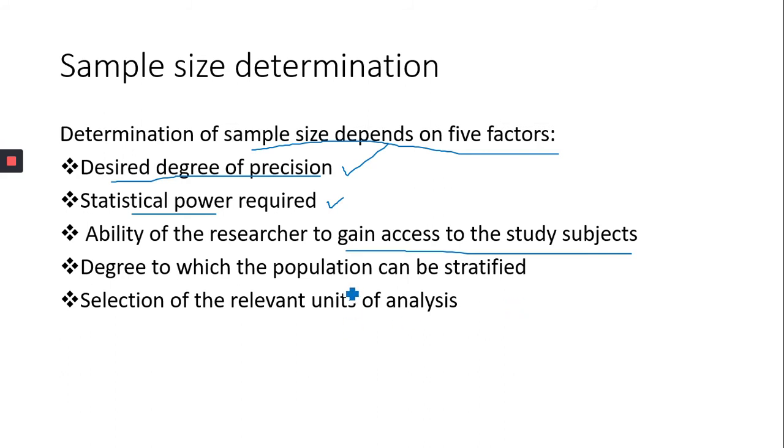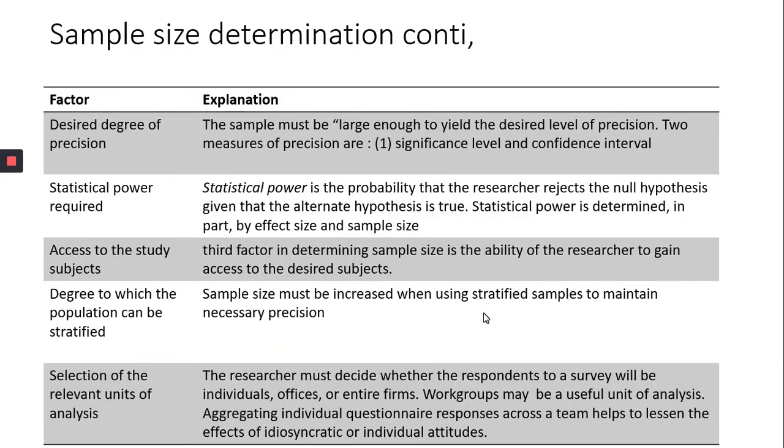Degree to which population can be stratified, that is very true. It is a determinant of sample size. Selection of the relevant units of analysis. Maybe I can expand this a bit. Desired degree of precision. The sample must be large enough to yield the desired level of precision. So there are two factors actually, or measures of precision. That is the significance level and the confidence interval.